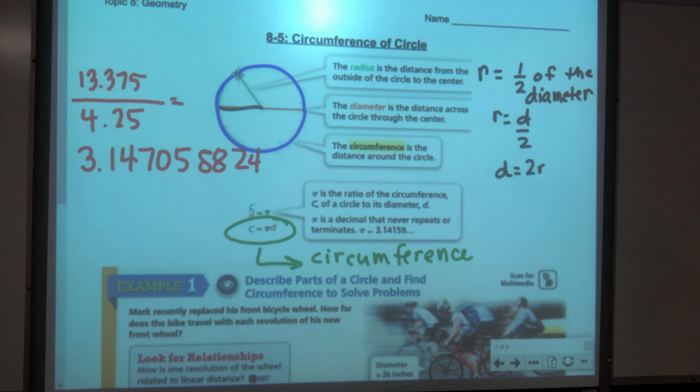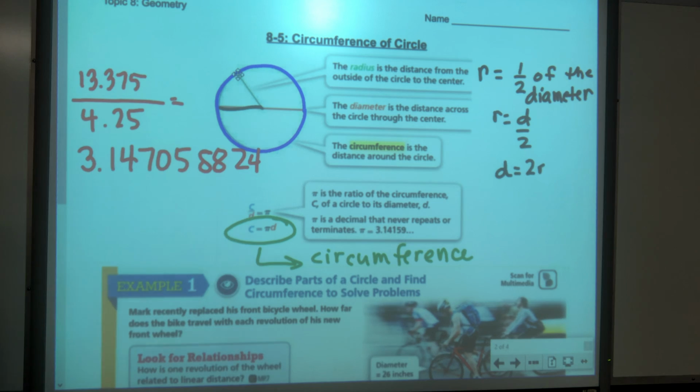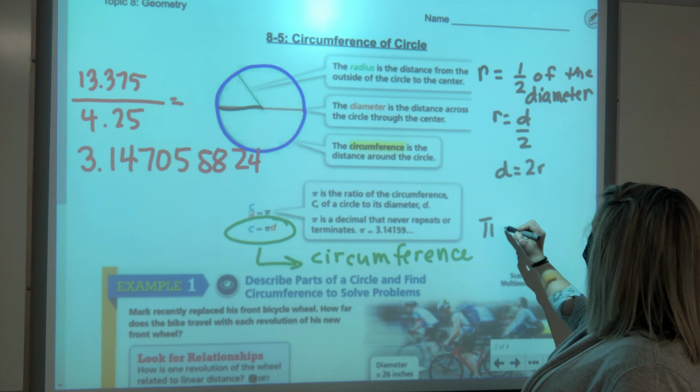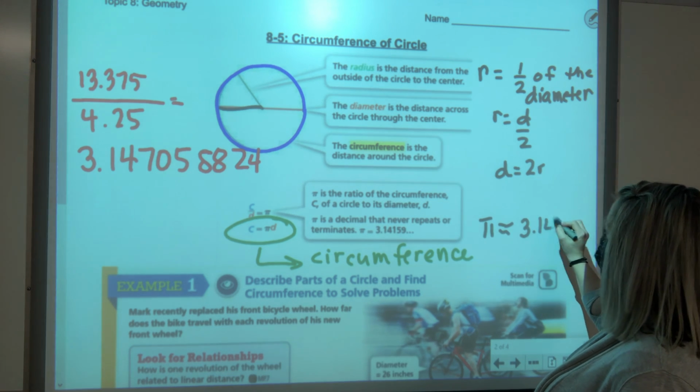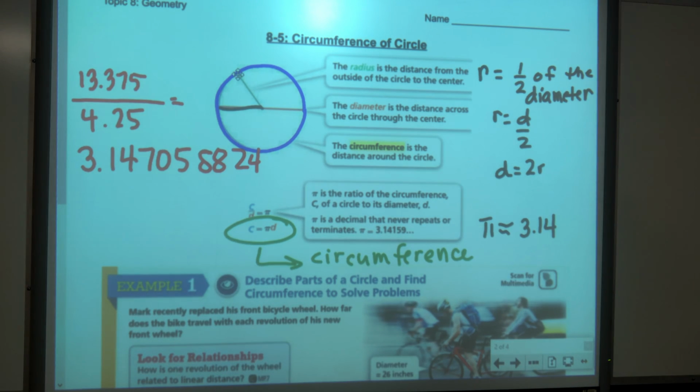Now, do we use the whole number for pi? Do we have to type in 3.14159265535 and so on? What do we typically use? Anyone know? We're not going to use the whole thing. 3.14. Okay? So for our purposes as 7th grade math students, we use the approximation of pi as 3.14. Yeah, you can use a pi button and get a way more accurate answer. But mainly if someone's going to ask you to calculate something with pi, they're going to use 3.14.